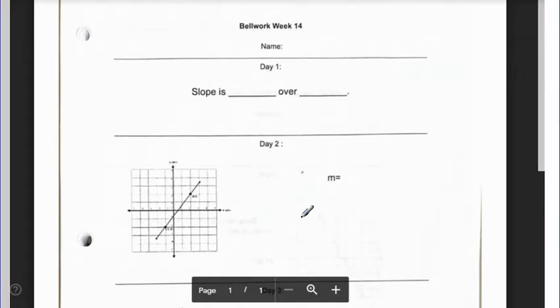So we're going to get into slope. Slope is a fancy word for how steep is a line. You can talk about how steep a line is with a certain number, and that's what slope is. So day 1, we're going to write slope is rise over run. So that's your bell work. Day 1, you need to write that in. Day 2, it says m equals.